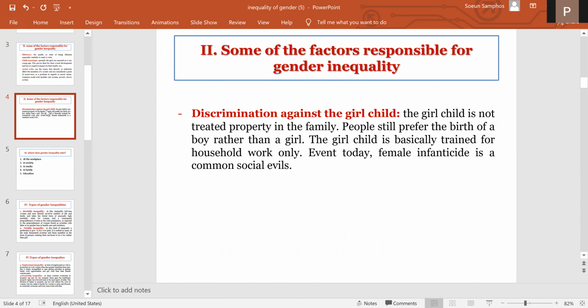And the last point is discrimination against the girl child. The girl child is not treated equally in the family. People still prefer the birth of a boy rather than a girl. The girl child is basically treated for household work only. Even today, female infanticide is common in society.